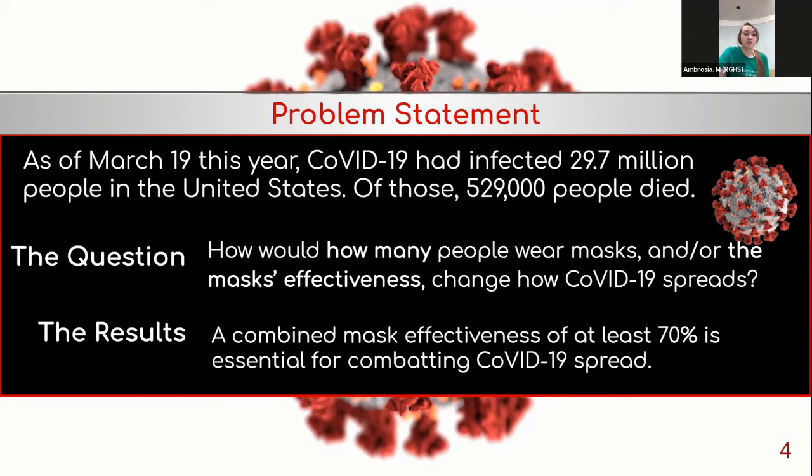We expected our model to show that more masks and more effective masks would result in fewer people dying of COVID. We found that to fight the spread of COVID-19, most people should wear masks, and those masks should have a higher effectiveness. For example, masks like N95, KN95, or other tested highly effective masks. Basically, we want everyone to wear masks, and for those masks to have a combined effectiveness of at least 70%.